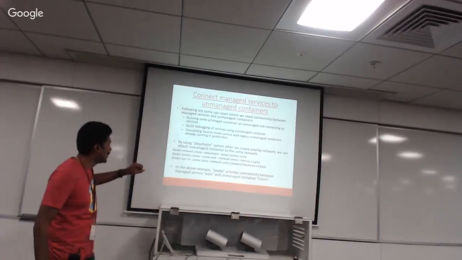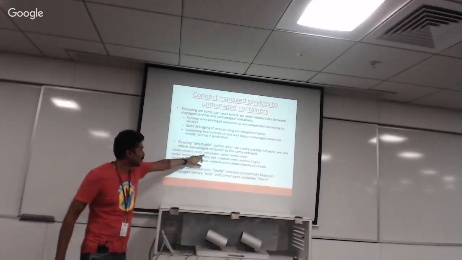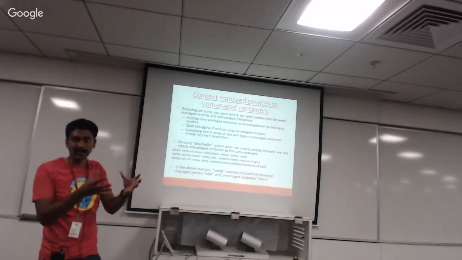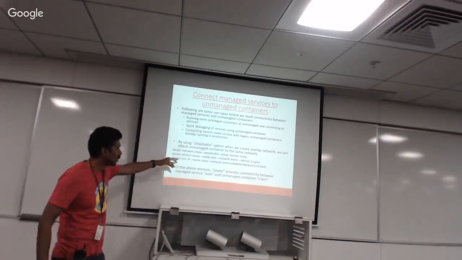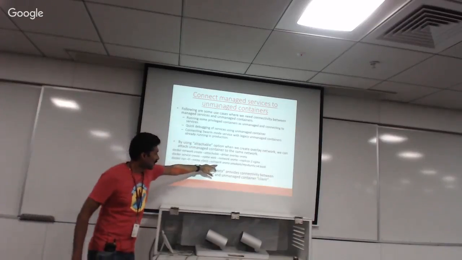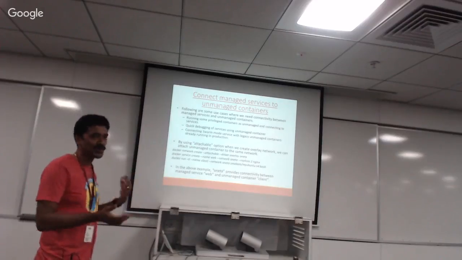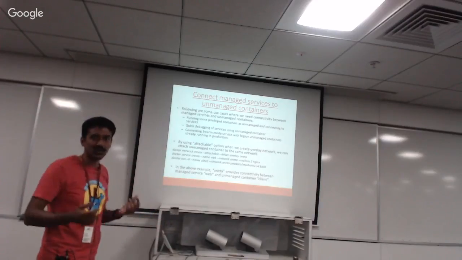So the way you can do this is when you create this network, you give this attachable option. So once you give this attachable option, you can connect services and containers together. So here the network is the same, network ONet A, so the network is the same actually. But you just need to do the attachable option that allows the service to connect to containers.